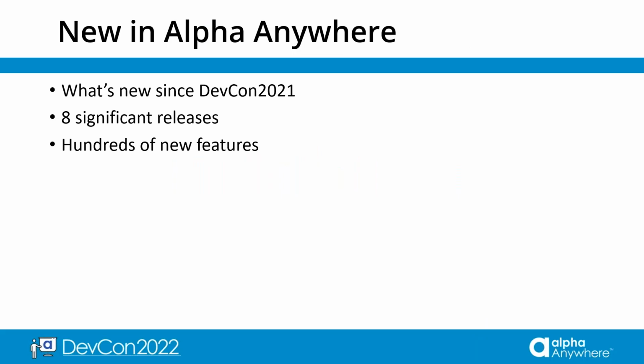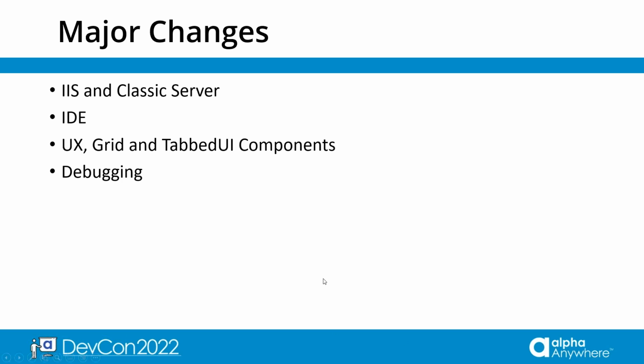So since the last DevCon, we've had 8 significant releases of Alpha Anywhere with literally hundreds of new features. And so what I've done is I've tried to categorize the new features into different sections. So there have been new features for the IIS server and the classic server, the IDE itself, the UX, the grid and tabbed UI components, and we've also made improvements to the debugging experience for debugging server-side code.